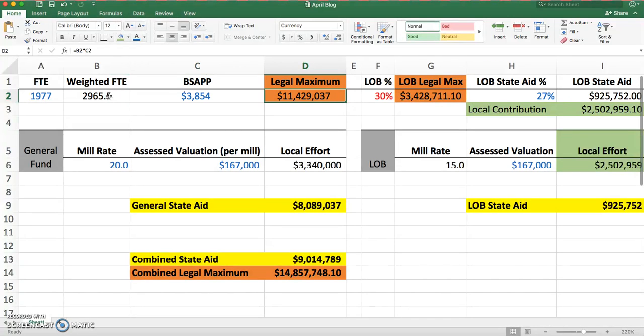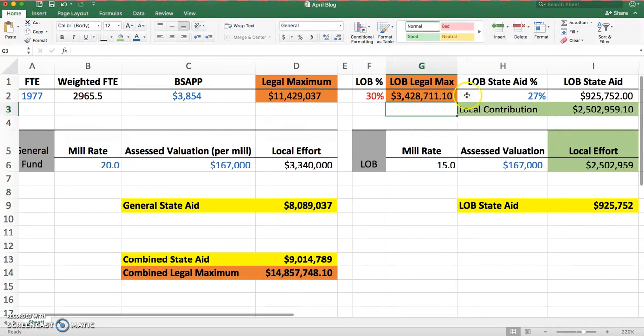As we go a little further, we'll go into the LOB, which is supplemental general, or in addition to the general fund, however you want to look at that. For this particular district, 30%. So very simply, we take the legal maximum here and multiply it: D2 times F2, very simple. We're going to basically have 130% for our operations.